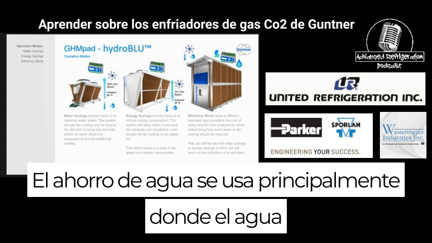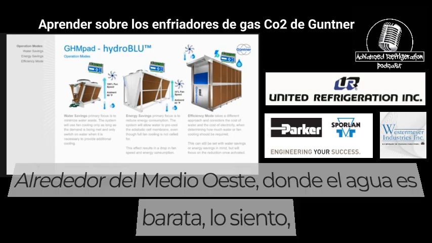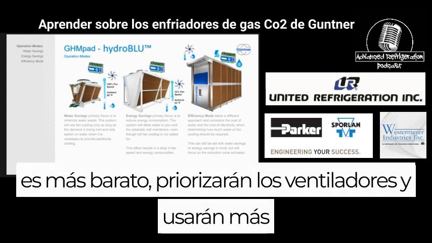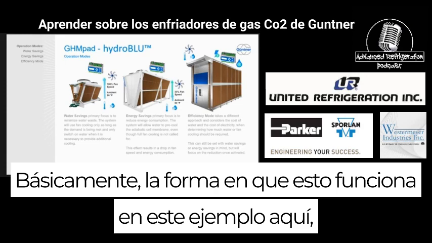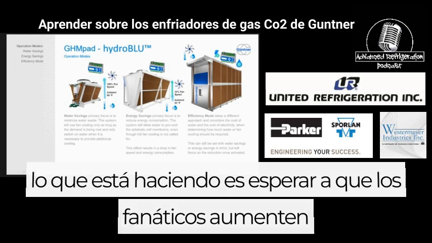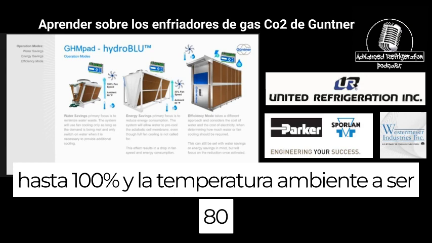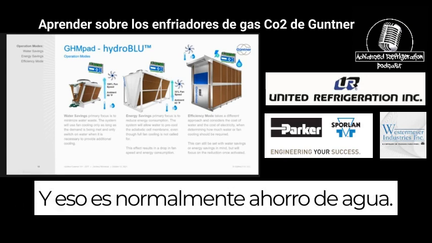Water savings is used primarily where water's scarce or expensive. A lot of the Southwest will definitely use water savings. Around the Great Lakes, where water's cheaper, they'll prioritize the fans and use more water. And then you can do efficiency mode. Basically, the way this works in this example, it's waiting for the fans to ramp up to 100% and the ambient temperature to be 80 degrees Fahrenheit before the water's used. And that's normally water savings.